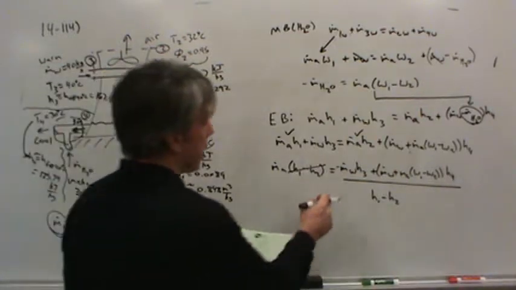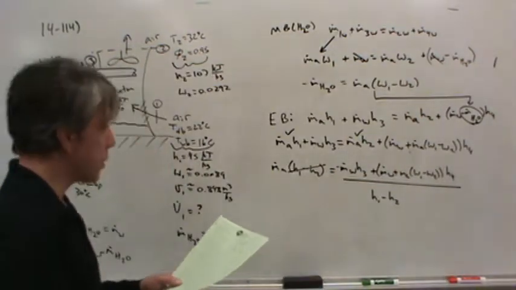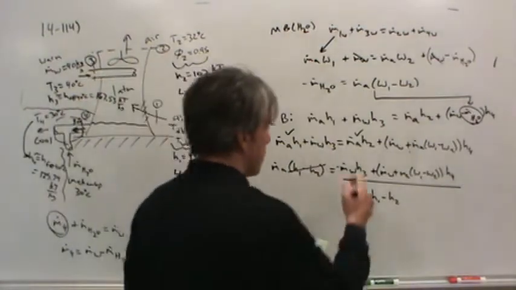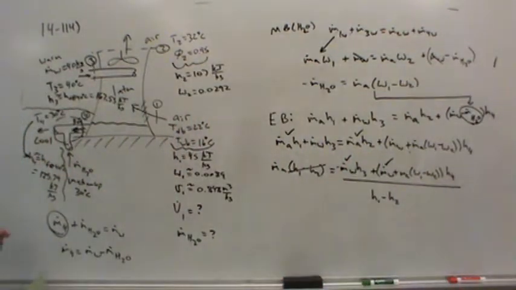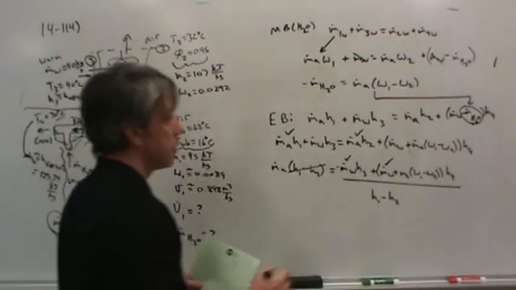The mass flow rate of the water is 40 kilograms per second. And we use that in two places, so that's a known. The enthalpy from state 3, right here, that's a known.